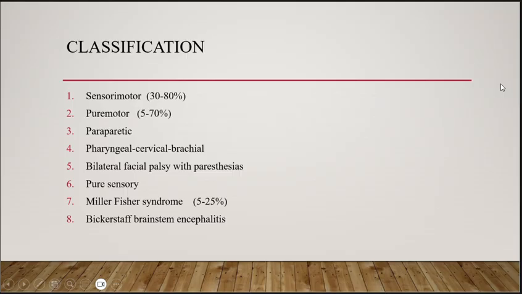And the classification of GBS: it has wide variants. Not all GBS cases present with the same ascending paralysis. Among these, sensory motor is the most common, which carries around 30 to 80% of the cases, and the pure motor is around 5 to 70%. The other variants are paraparetic, pharyngeal, cervical, brachial, bilateral facial palsy with paresthesia, pure sensory, Miller-Fisher syndrome, and Bickerstaff encephalitis. Among these, pure sensory and Bickerstaff encephalitis carry less than 1% of the cases.